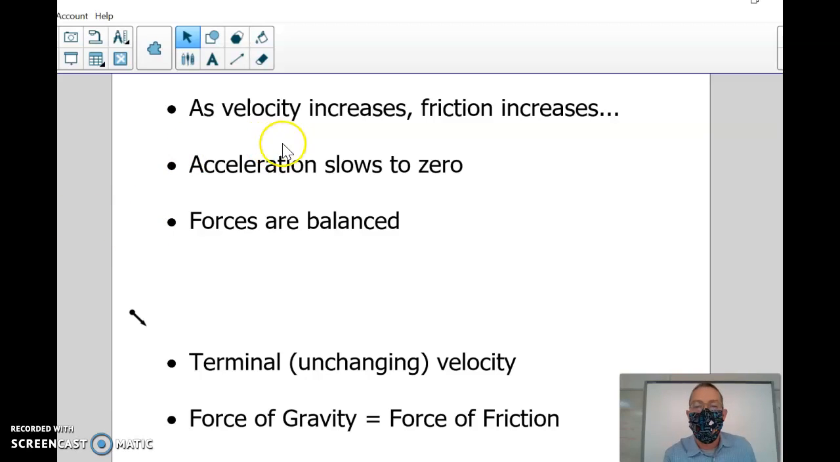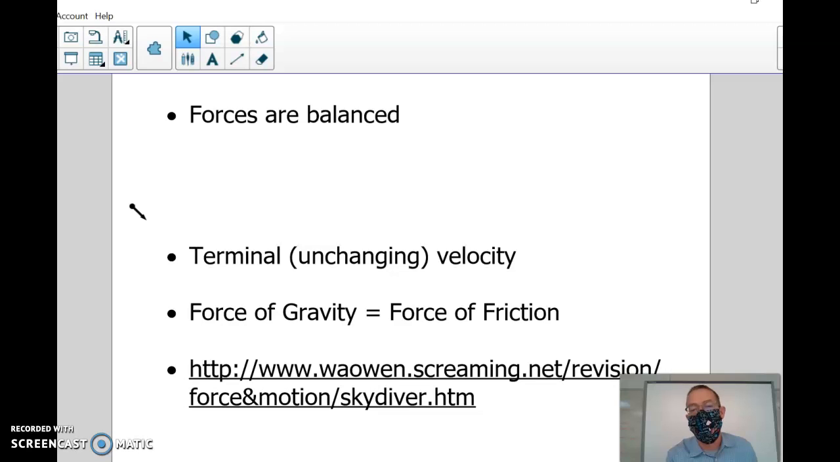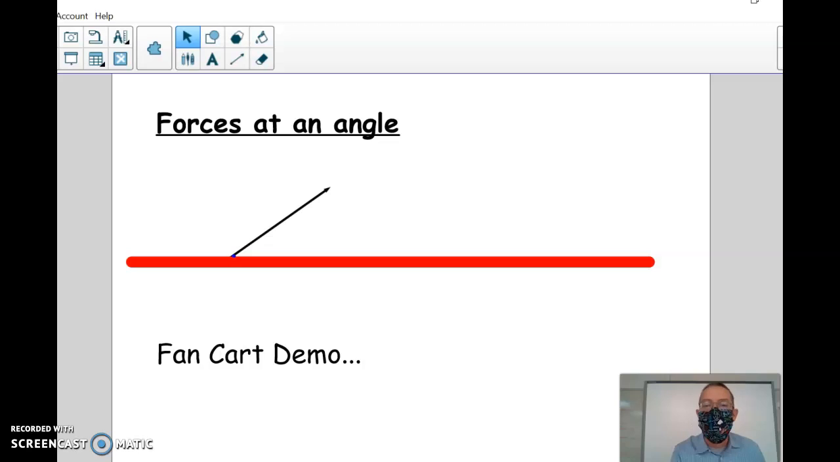But with the skydiver, basically as velocity increases, the friction increases, the acceleration slows to zero, and forces are balanced. Once forces are balanced, that object is once again at terminal velocity, unchanging velocity. There's going to be no net force, and the force of gravity will equal the force of friction on that object.